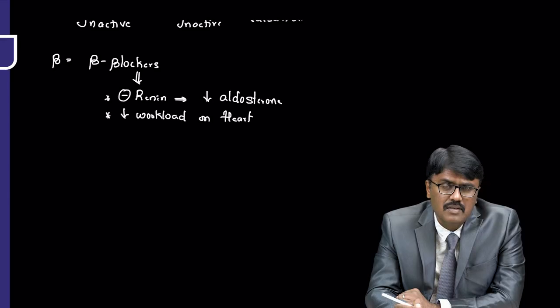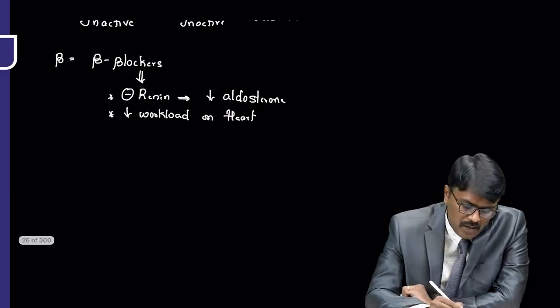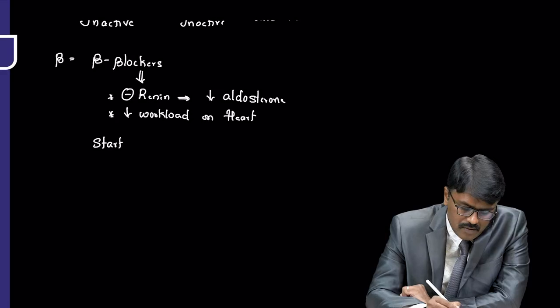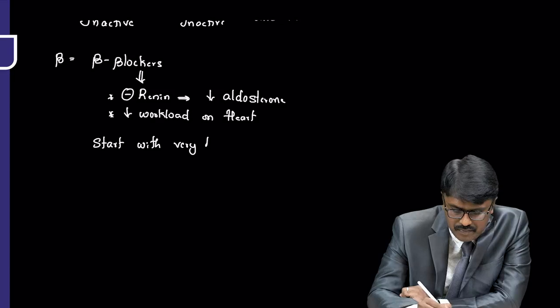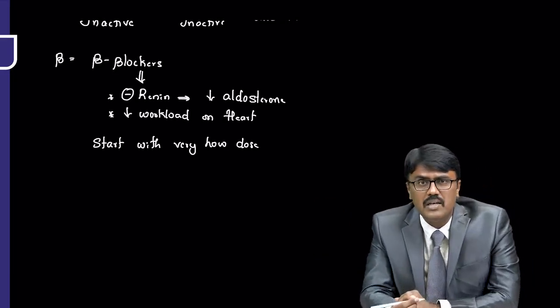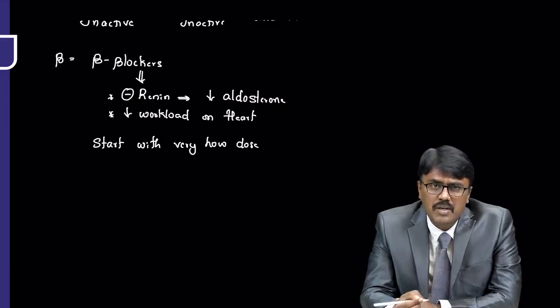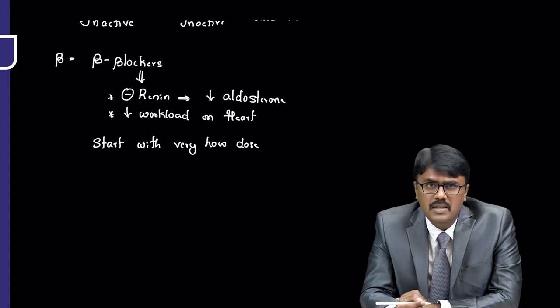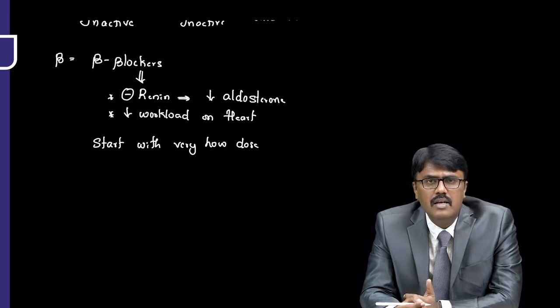But since we know that they have a risk of decreasing the cardiac output, we always have to start them with a very low dose. Start with a very low dose. And then we gradually increase the dose. First, we give the dose and see whether the patient tolerates it or not. How do I know the patient has tolerated? If we give it and the patient doesn't develop any dyspnea symptom, doesn't develop any weight gain because of edema, then he has tolerated.